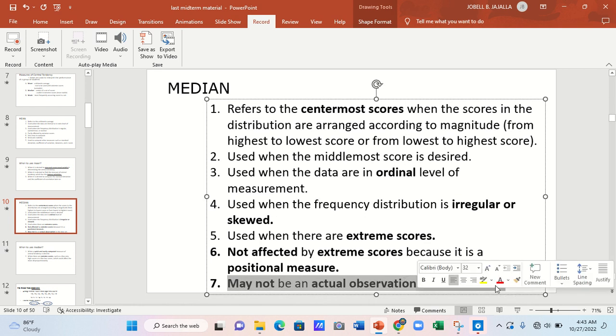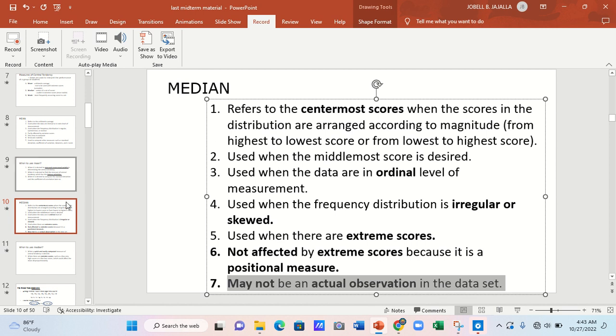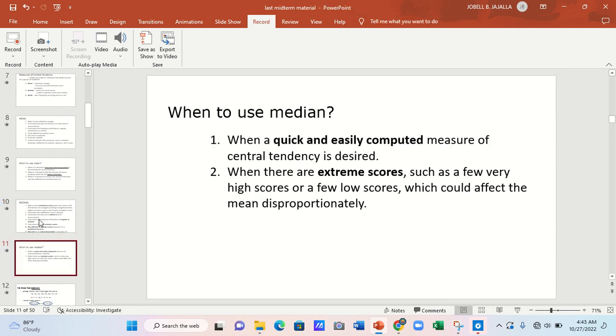Okay? So those are the qualities of our median, and what are the following reasons to use the median? Number 1, when a quick and easily computed measure of central tendency is desired. So, if you want it fast or easy to compute, the median can be used.